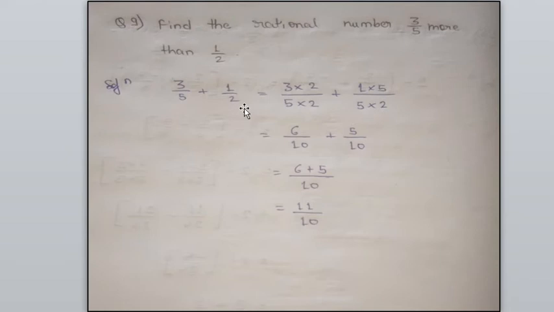So for addition we want the denominator to be the same, and we will get the same denominator by the LCM method, or simply we can do cross multiplication. It means we will multiply the first rational number with 2 and the second rational number with 5, so that we get 5 into 2 as 10 as the denominator. So that is 3 into 2 divided by 5 into 2 plus 1 into 5 divided by 2 into 5. So that is 6 divided by 10 plus 5 divided by 10, that is 6 plus 5 divided by 10, which equals 11 by 10.